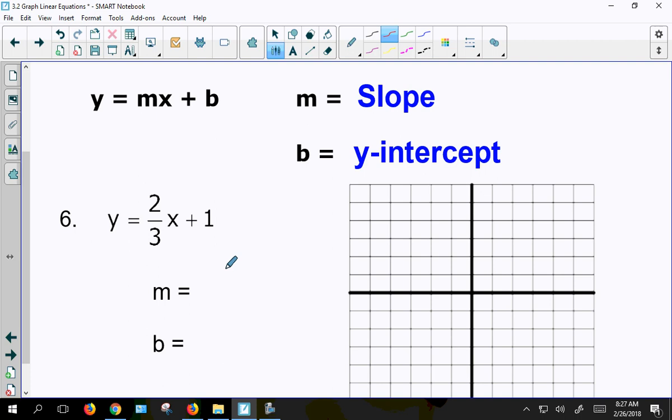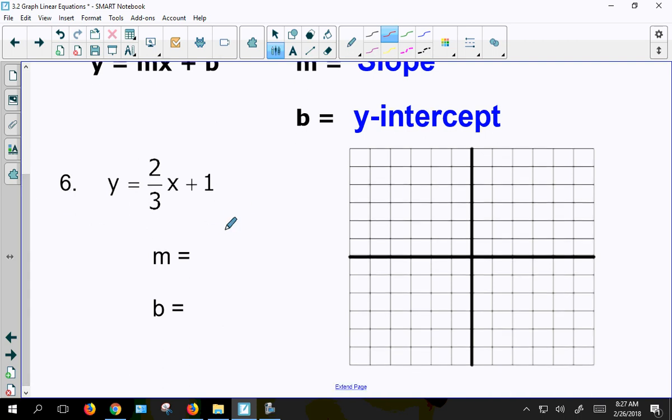What's my slope? 2 over 3. It is not the x. It's just 2 over 3. What's my y-intercept? 1. So the first thing you graph is the loner. You graph the loner first. So I go to 1 on the y-axis. That's why it's called the y-intercept. Go to 1 on my y-axis. And then I do my slope.